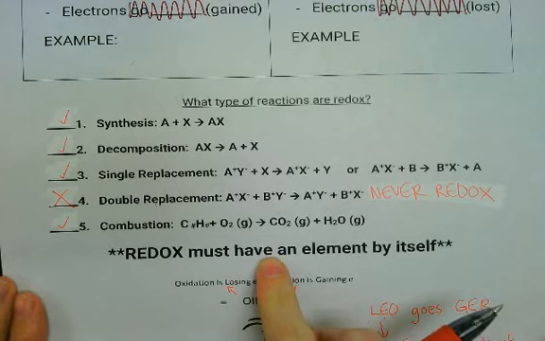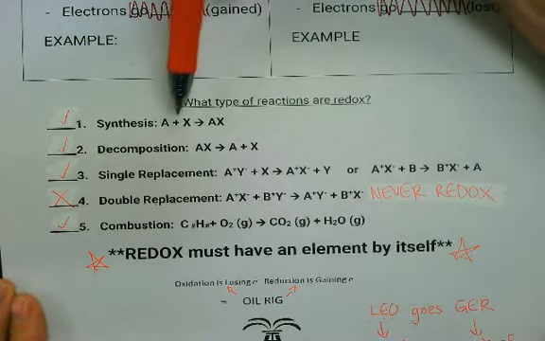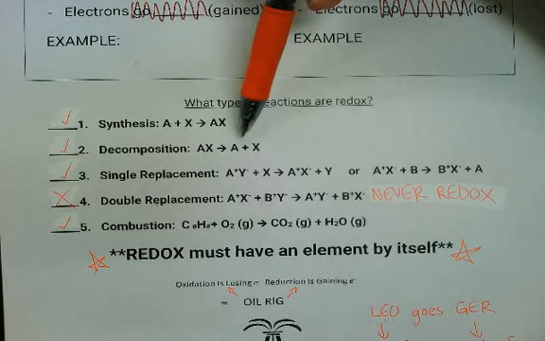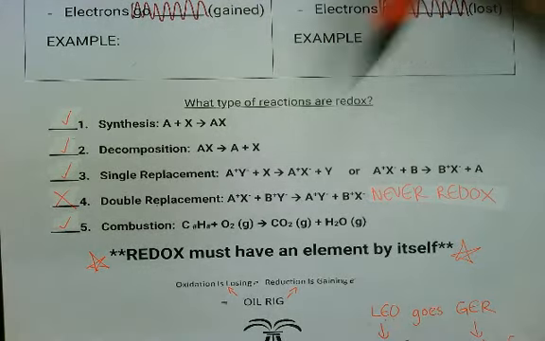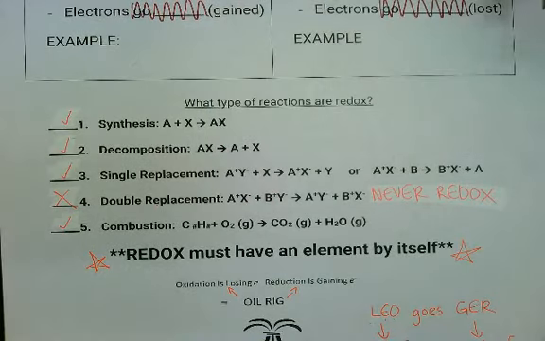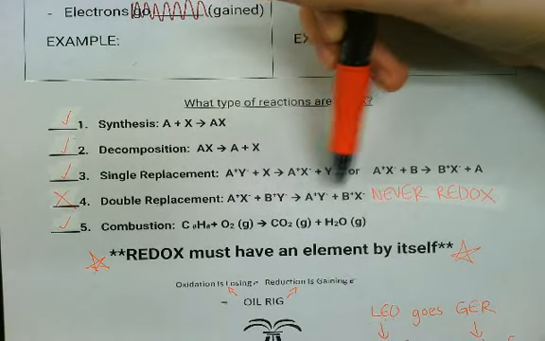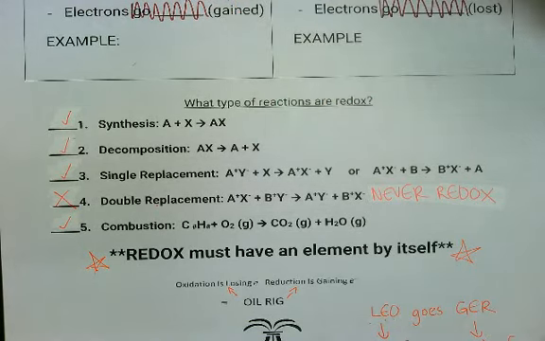And this is because in order for redox to occur, an element must be by itself. So I can see in a synthesis reaction, I have elements by themselves here. In decomposition as well. In single replacement, an element is by itself. And in combustion, we have an element by itself, oxygen here. That is not the case for double replacement. So in double replacement, our elements are in compounds. So they are not all on their lonesome. They are both paired up, or all four of them are paired up. So that is why we are never redox with our double replacement.